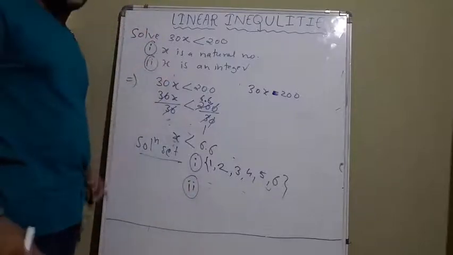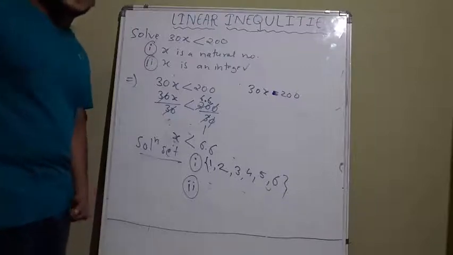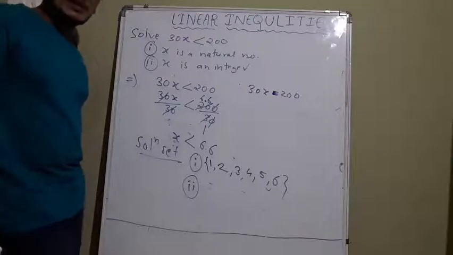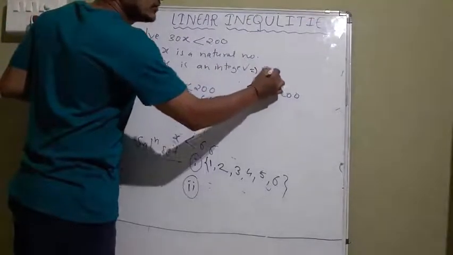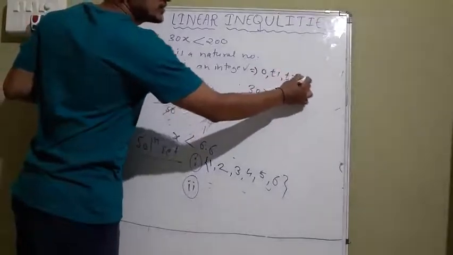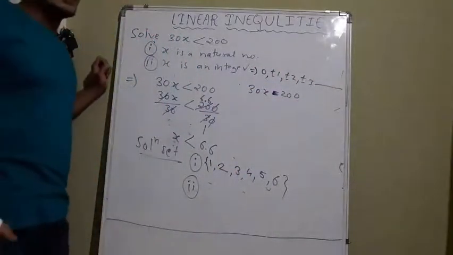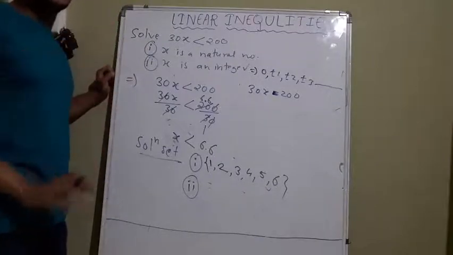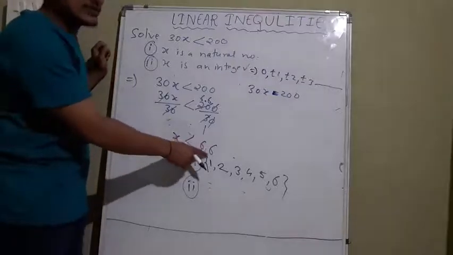The second condition is x is an integer. Now integer means what? How do you get the set of integers? That is 0, plus or minus 1, plus or minus 2, plus or minus 3 and so on. So it contains negative values as well as positive values, and it contains 0 also. So what is the condition? x is less than 6.6.